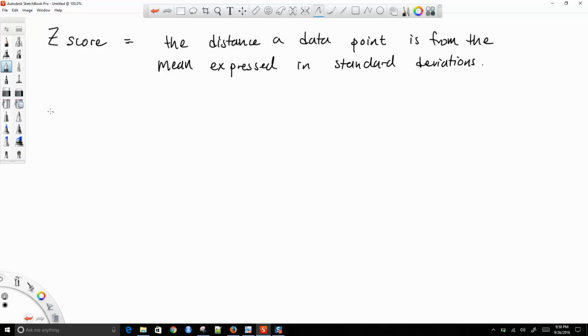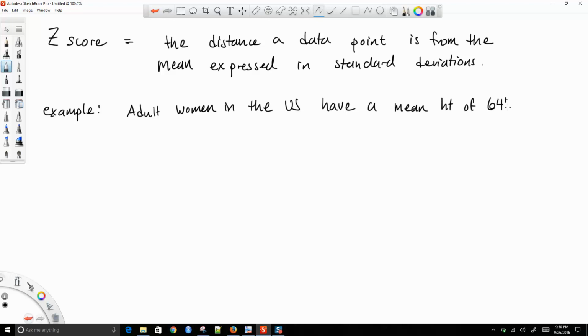So here, for example, let's say adult women in the U.S. have a mean height of 64 inches. So that's 5'4". So let's say that's the mean height, okay? And let's say the standard deviation is 3 inches. So this is the amount of spread in the heights of women in the U.S., okay? I'm just making this up.